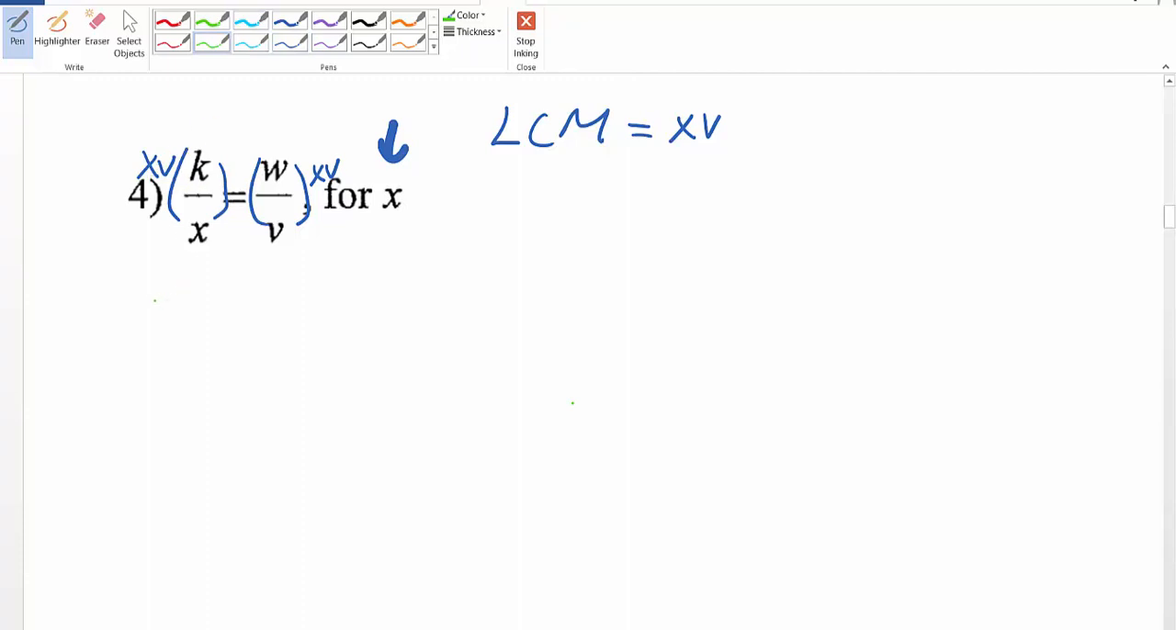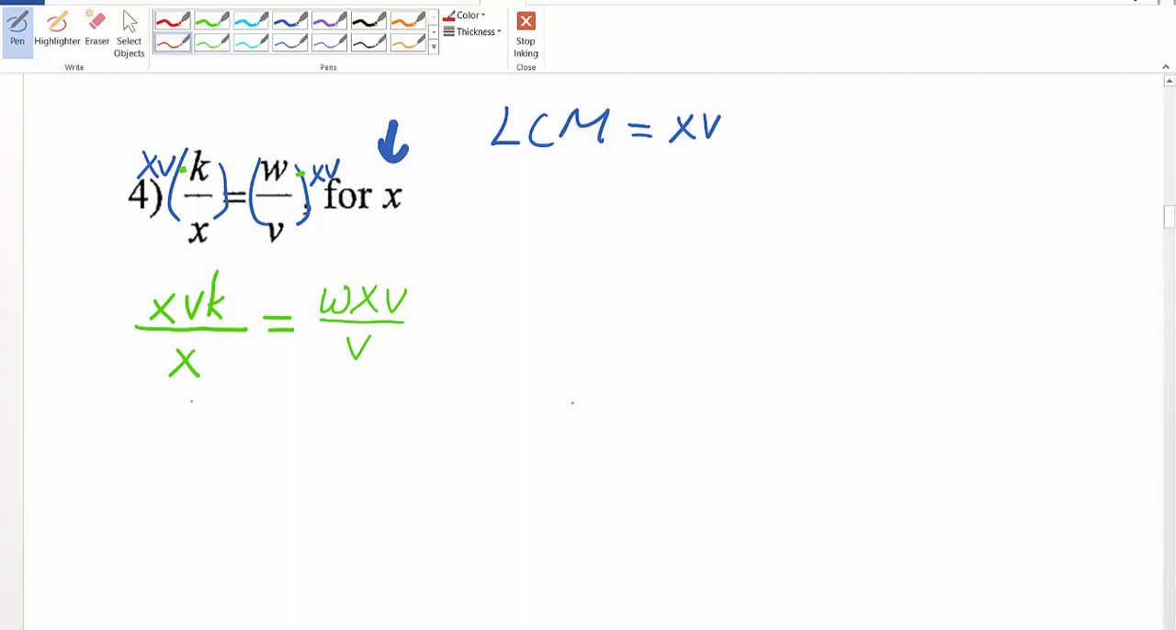So in this case, we would end up with x times v times k, all over, keeping the bottom, x, equals, on the right side, we're going to go ahead and multiply again the tops. So we have w times x times v, all over v. So again, we haven't touched the bottoms at all, we just multiplied our tops together.